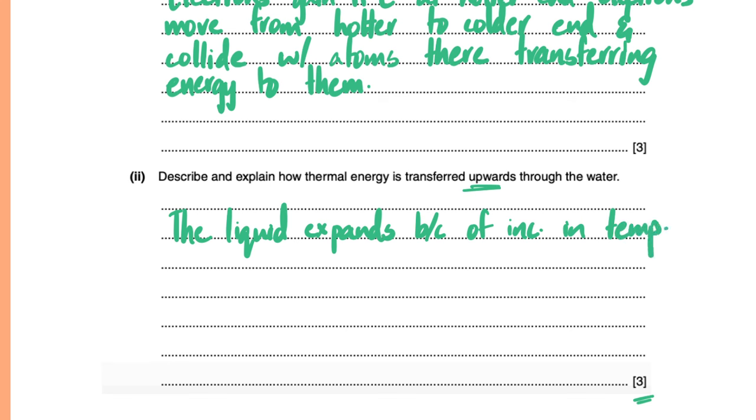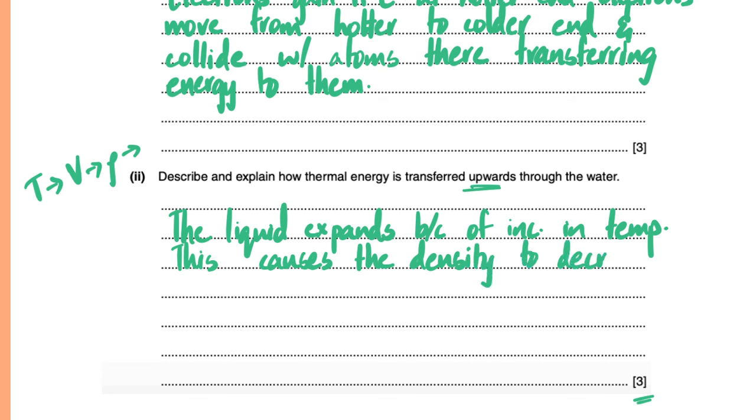Then you say that because of the increase in volume, remember we talk about this in T, V, rho, and then rising or sinking, this causes the density to decrease. The hotter water rises. So the first mark here was for any mention of expansion. The second one is for density decreasing and the hotter water rising.